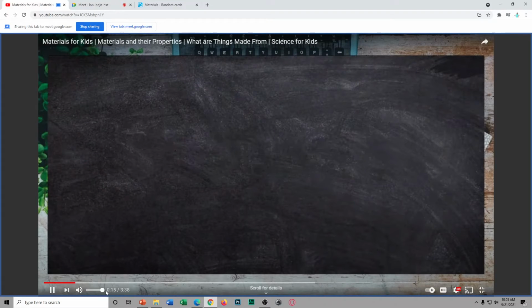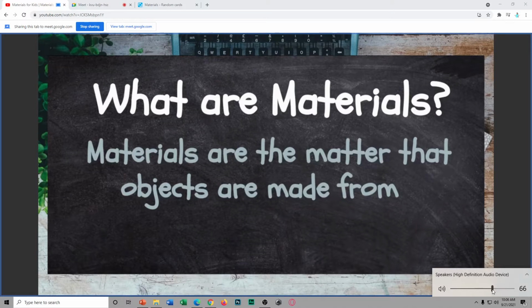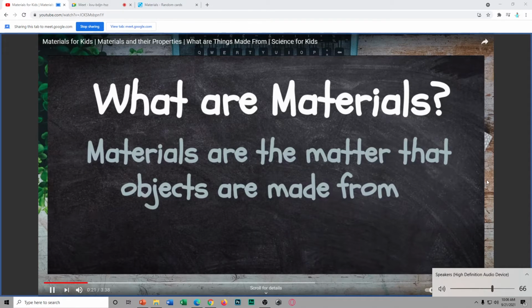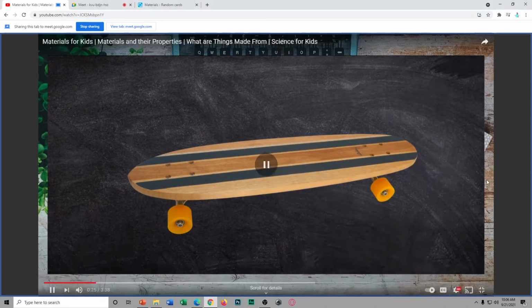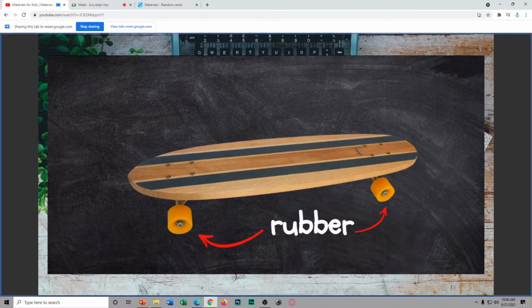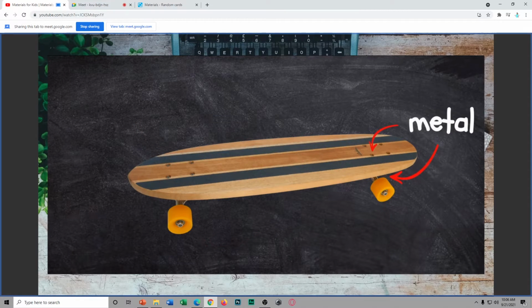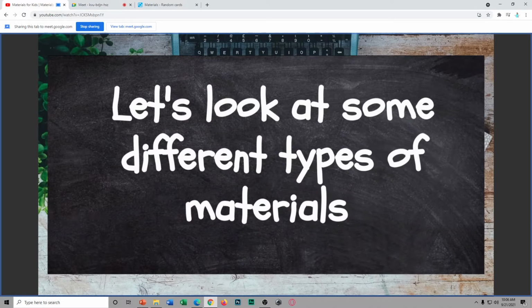Materials. What are materials? Materials are the matter that objects are made from. Take this skateboard for example. The board is made out of wood, the wheels out of rubber, and the screws and truck connecting the wheels are made from metal. Those are the skateboard's materials. Let's have a look at different types of materials.